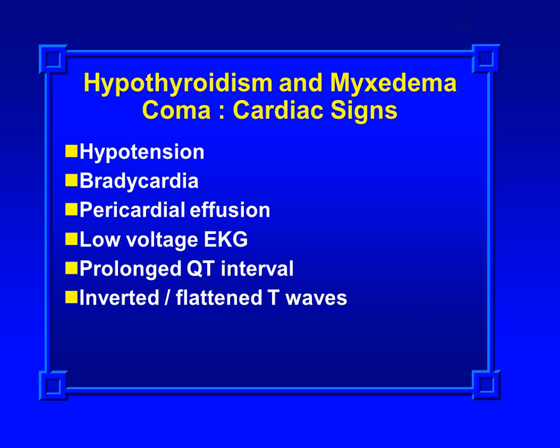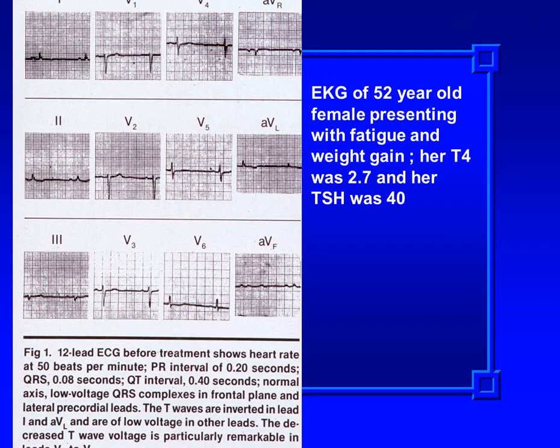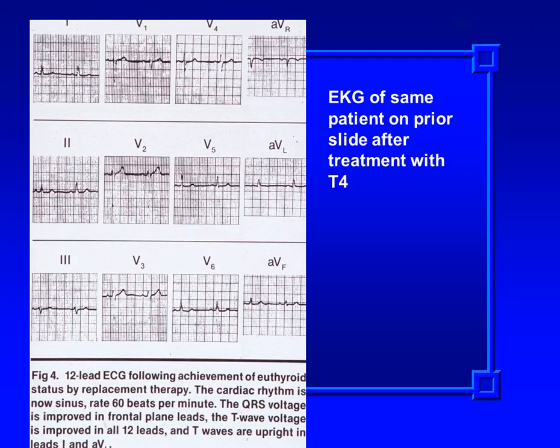Hypothyroidism and myxedema coma, cardiac signs. Hypotension. Bradycardia. Pericardial effusion. Low voltage EKG. Prolonged QT interval. Inverted, flattened T waves. EKG of 52-year-old female presenting with fatigue and weight gain. Her T4 was 2.7 and her TSH was 40. EKG of same patient on prior slide after treatment with T4.